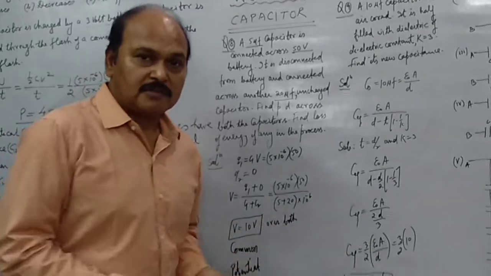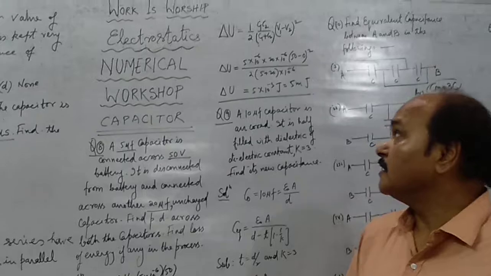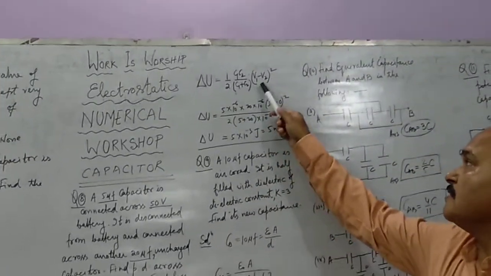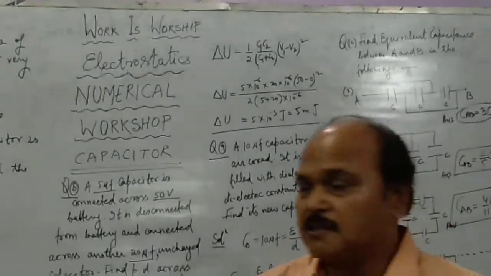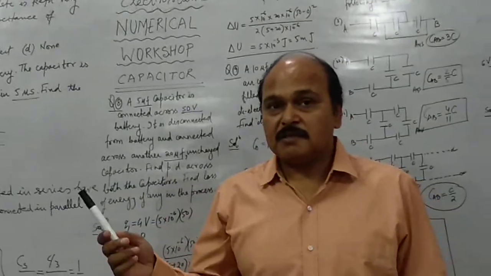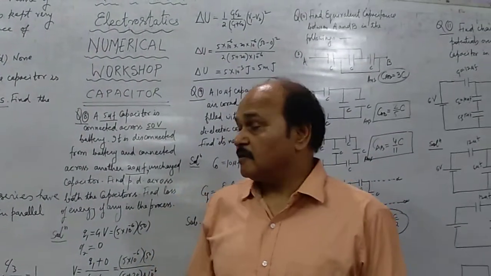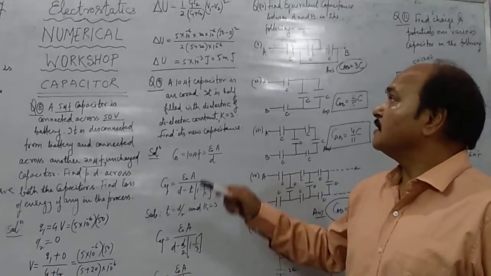What is energy loss in the process? That can be found out by the formula we deduce in theory. This is the loss of energy, 1 upon 2 C1 C2 upon C1 plus C2 V1 minus V2 whole square. If you don't remember formula, you can do it by concept. Just find out total initial energy before they are connected and find out the total energy after connections. Then the potential of both becomes 10 volt each.